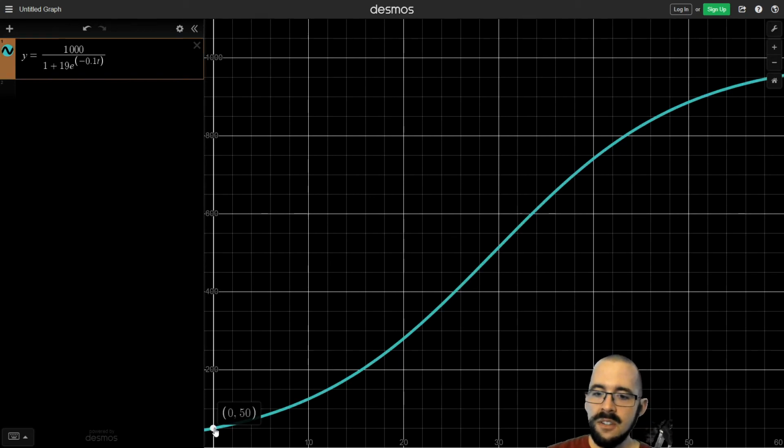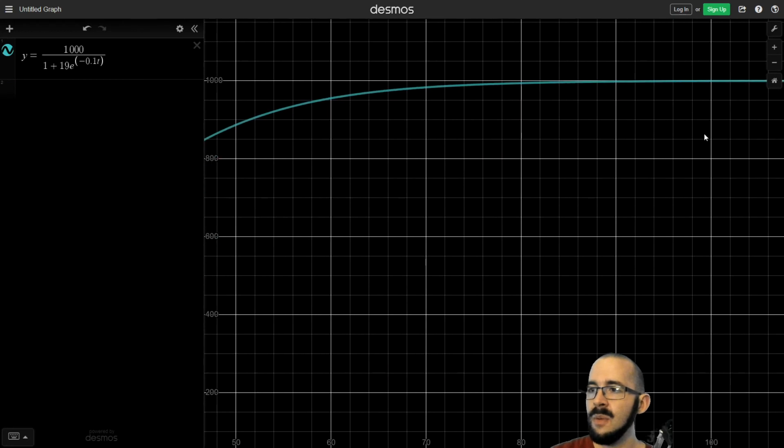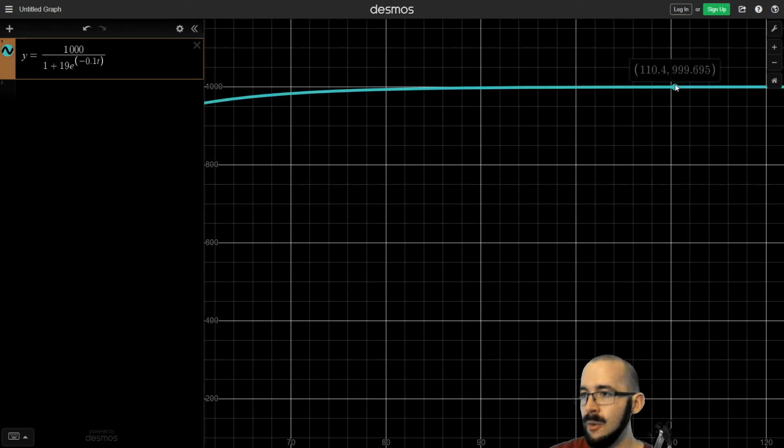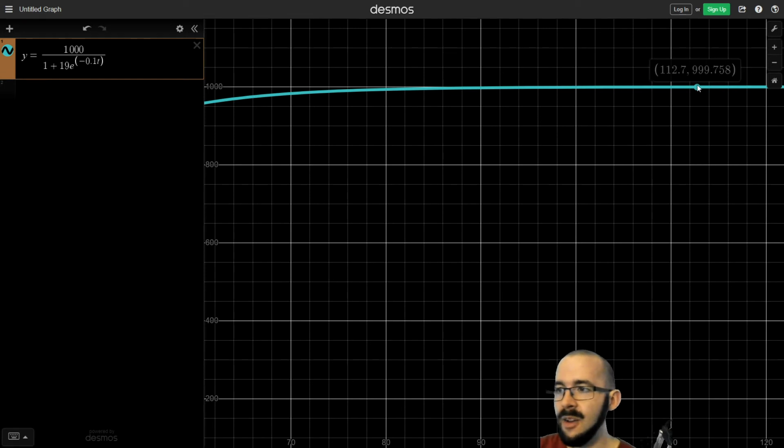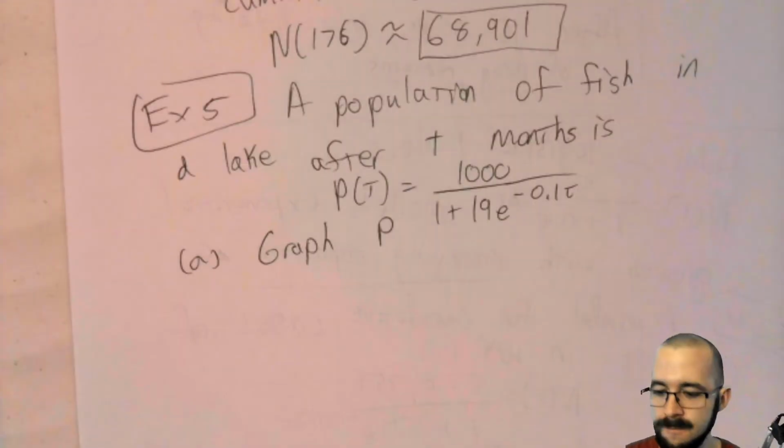Notice we start with 50 fish, and eventually we get closer and closer to 1,000, but it slows down. When we start out, we have exponential growth. This first half looks like exponential growth. But then it really does taper off, and we get really close to that carrying capacity of 1,000. As we move farther to the right, it gets very close to 1,000. That's what carrying capacity is all about. So that's the graph.